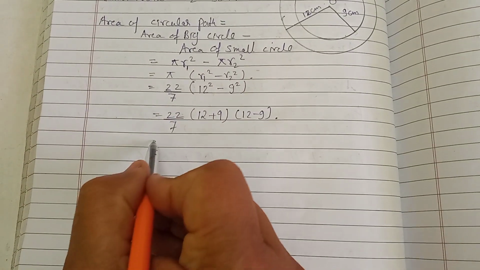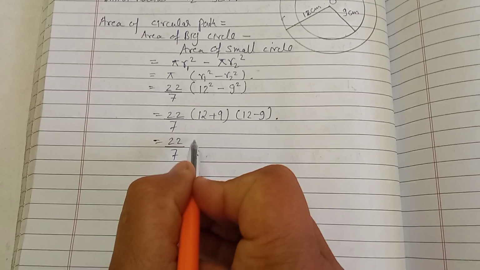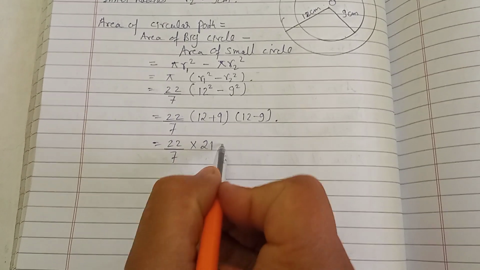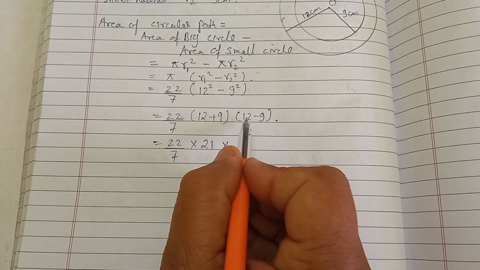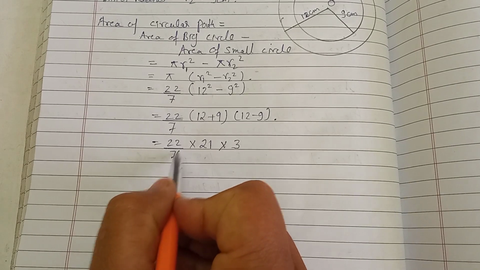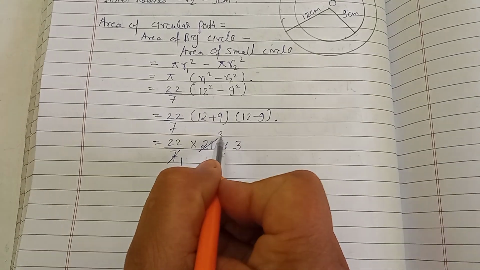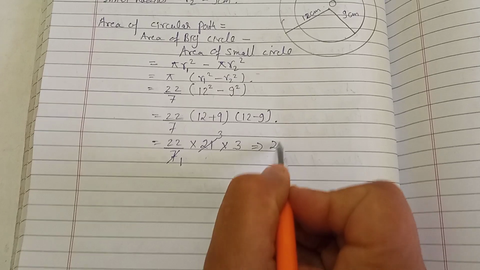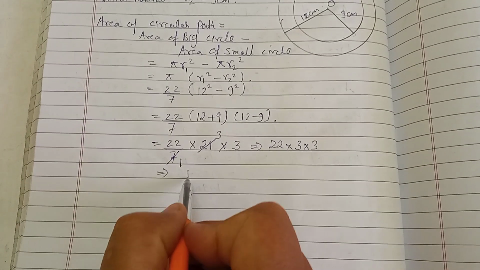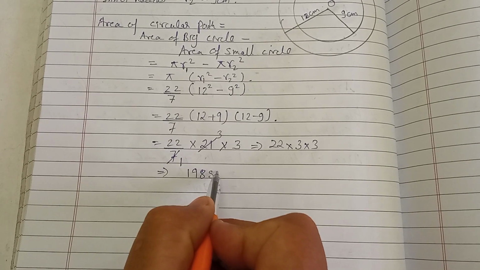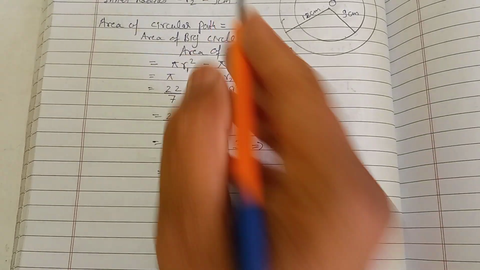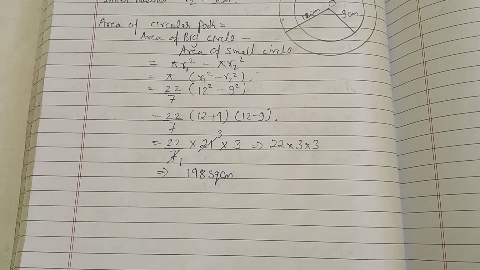That means 22/7 multiply, nothing sign means multiply, 12 plus 9, that is 21. Nothing sign means multiply, again 12 minus 9, that is 3. Now cancel with the table of 7. 7 1s are 7, 7 3s are 21. What is left? 22 into 3 into 3. That is 198 square centimeter. The unit is centimeter, so it is square centimeter.